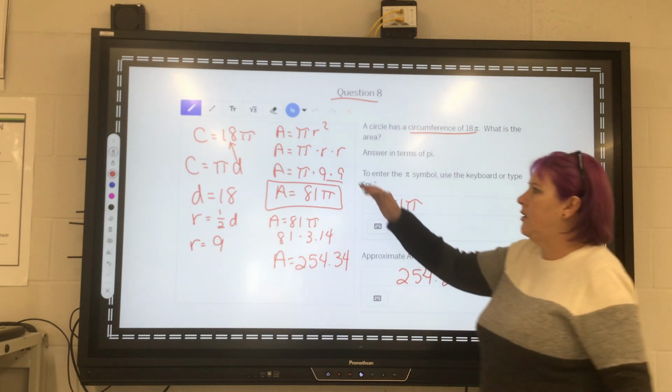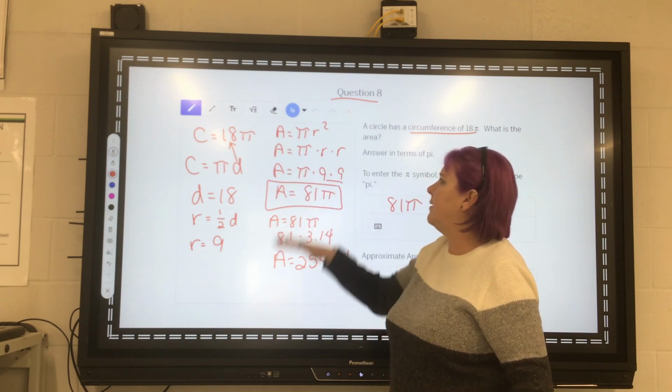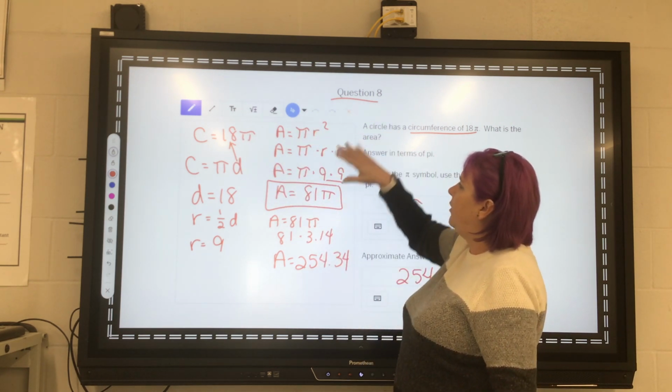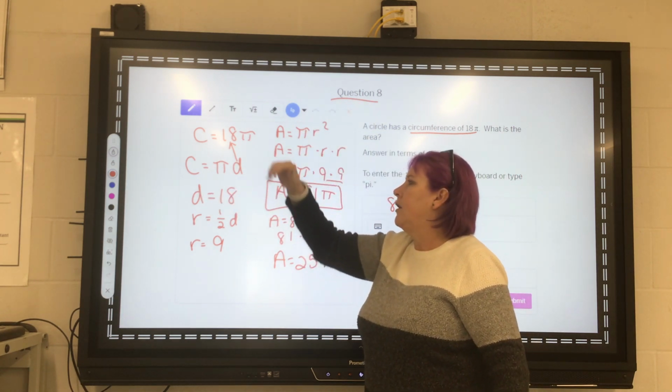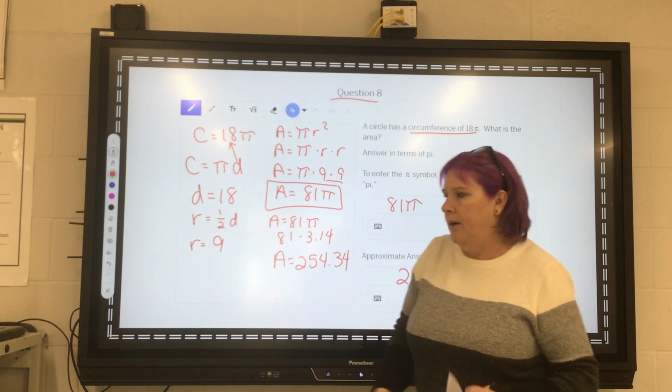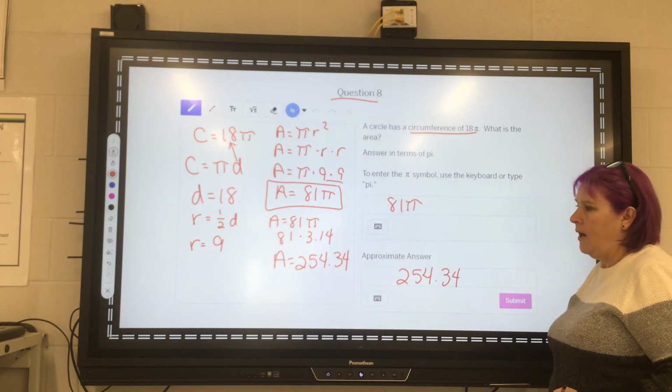So it's just a matter of taking it step by step and filling it in, and knowing the difference between your radius and your diameter, your circumference and area, which are all just vocabulary words.